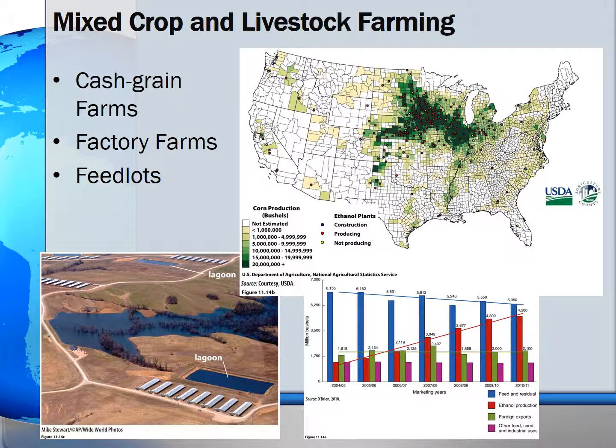Historically, mixed crop and livestock farming was an integrated system that involved raising crops to feed livestock. The animal products were then sold off the farm, generating most of the income. Today, some of these farms have evolved into specialized crop production instead of mixed crop production.